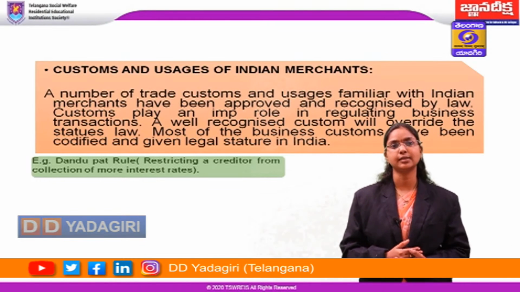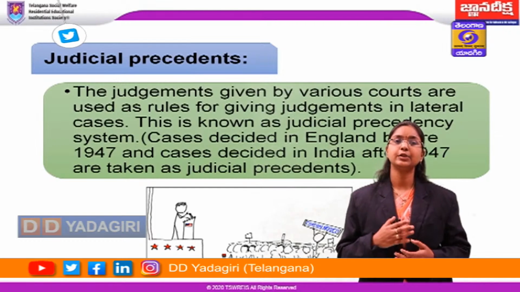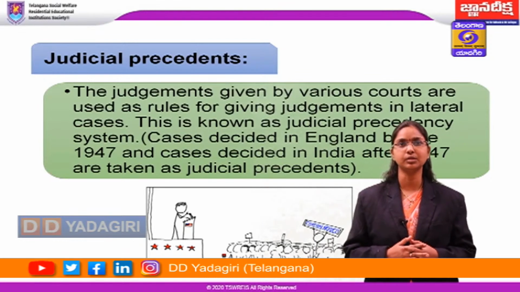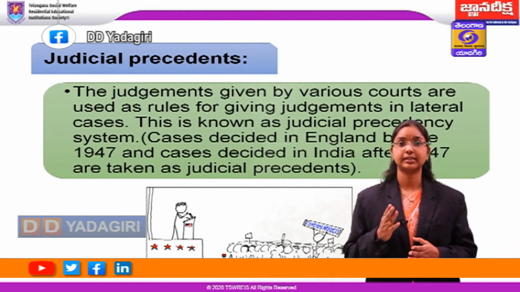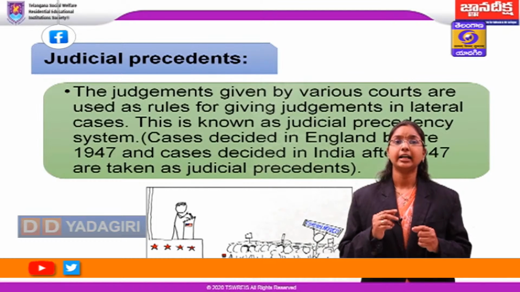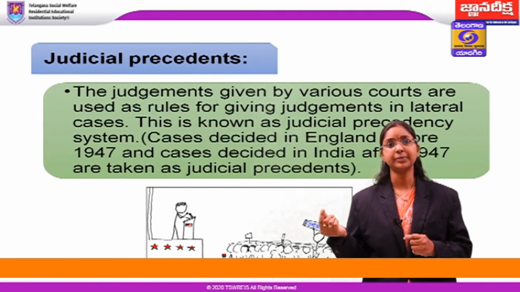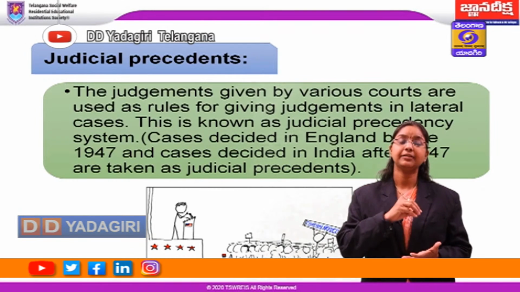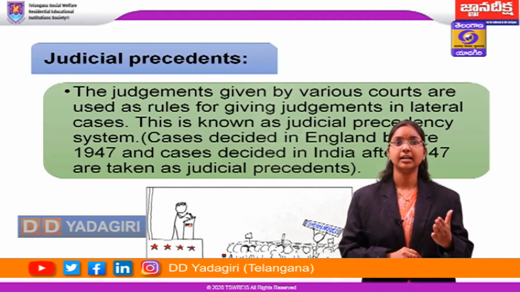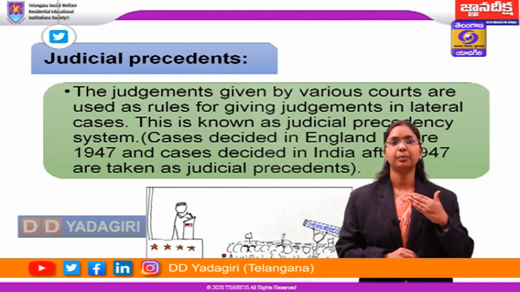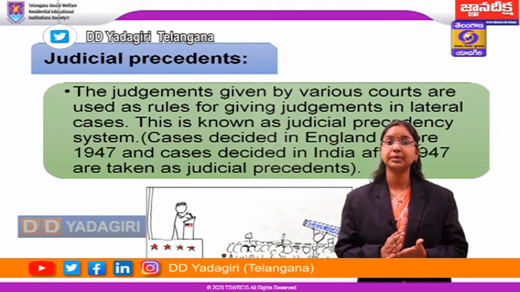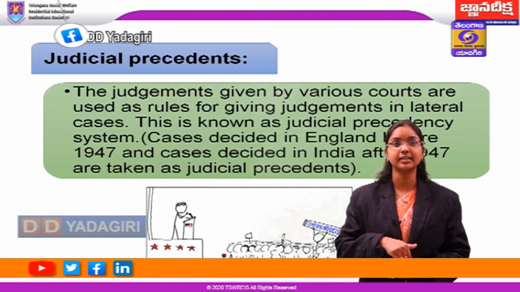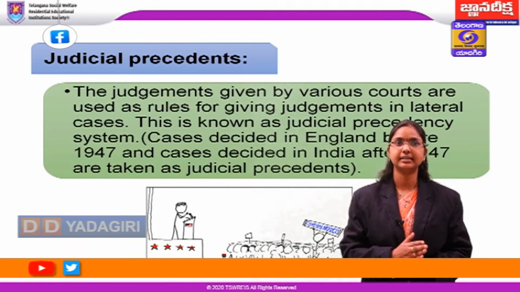The next source of business law is judicial precedents. The judgments given by various courts are used as rules for giving judgments in later cases. For example, whatever judgment was given in a case which occurred 20 years back would be followed if the same case appears after 20 years. If required, they make some modifications. This system of applying judgments already given in the past to present cases is called the judicial precedent system.